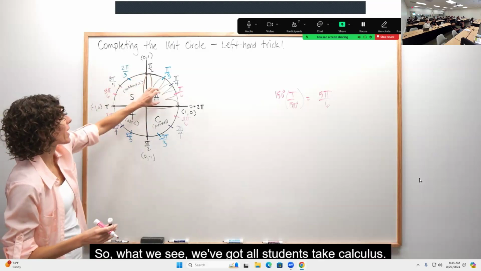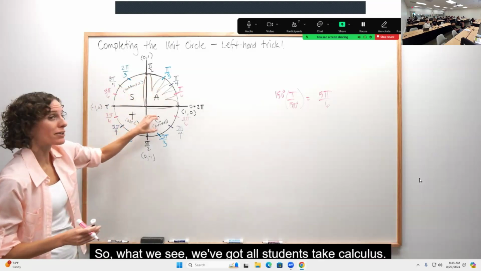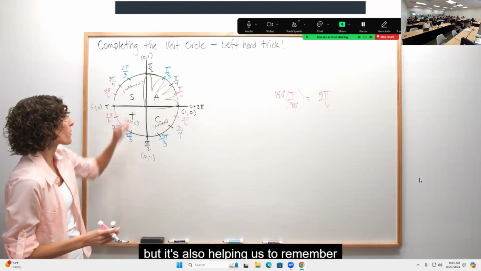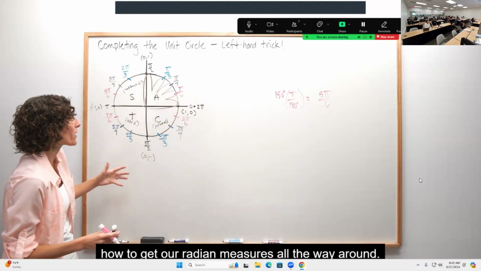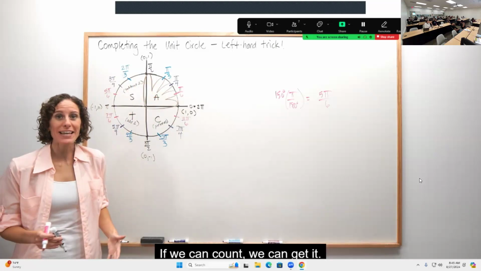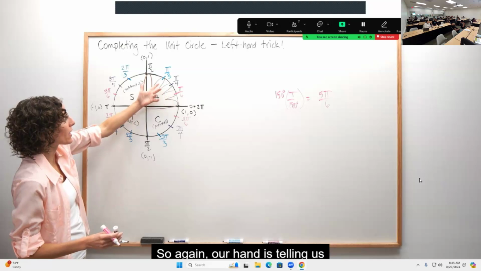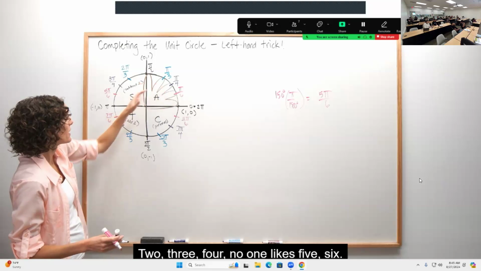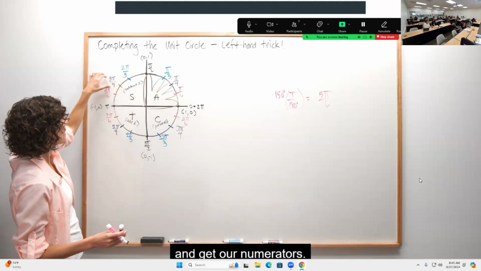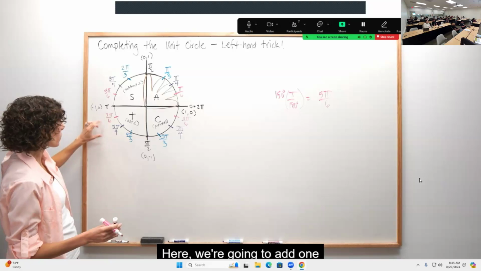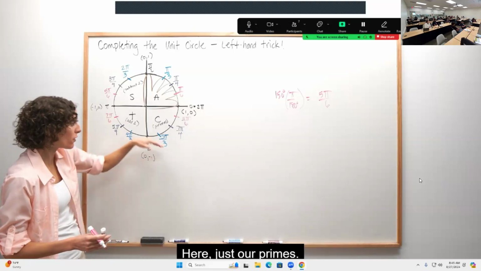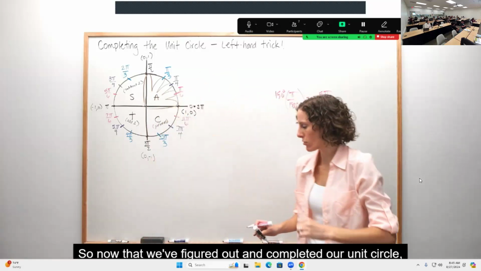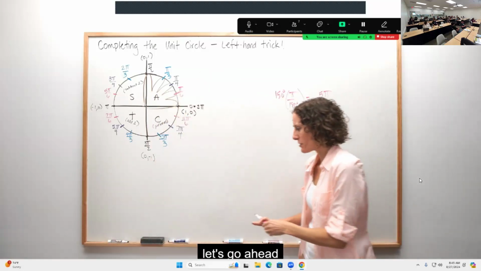So what we see, we've got all students take calculus. We know which guy's positive in each quadrant, but it's also helping us to remember how to get our radian measures all the way around. If we can count, we can get it. So again, our hand is telling us exactly what our measures are. 2, 3, 4, no one likes 5, 6. Here, we're going to subtract 1 from the bottom and get our numerators. Here, we're going to add 1 to the bottom and get our numerators. Here, just our primes.